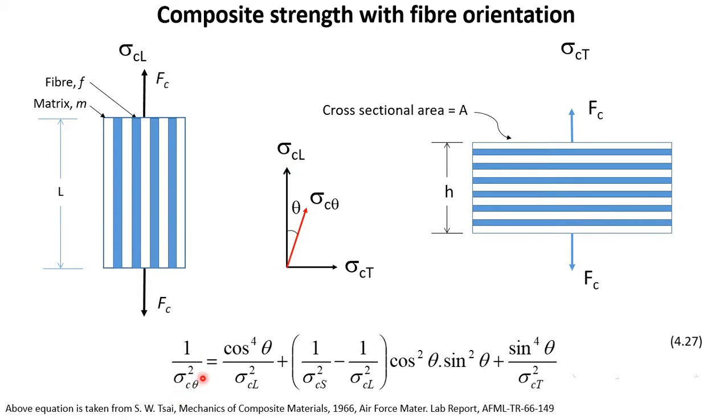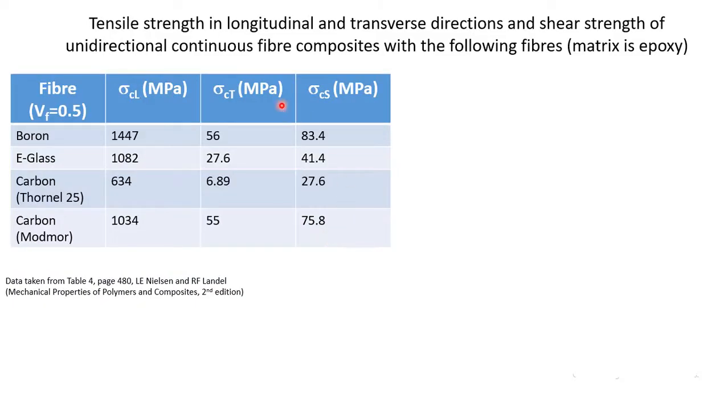This is sigma c theta here, and what we need are these: sigma cl, which is the strength of the composite in longitudinal direction, sigma cs, that is the shear strength of the composite, and sigma ct, which is the strength of the composite in transverse direction. If we know these three parameters, then we can find out sigma c theta for any angle theta. Here we have got some data on tensile strength in longitudinal and transverse directions and shear strength of unidirectional continuous fiber composites.